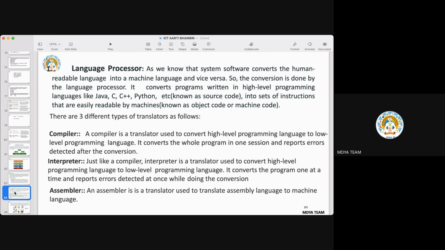So just remember. Compiler is a translator which is used to convert high level language. Okay, what is high level language? Which are written in some of the languages. The programs are written, and these are the languages: Java, C, C++, Python, and there are so many more. So these are the names of the high level programming languages, to low level programming languages. Now it converts the whole program in one section and reports errors if any are detected after the conversion.